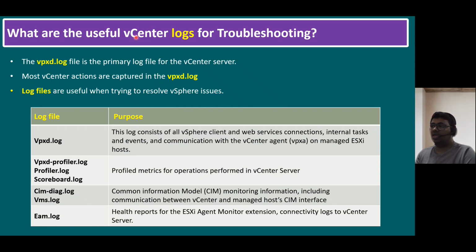So what are the useful vCenter logs for troubleshooting? The main key point is that the vpxd log file is the primary log for the vCenter server. Most vCenter actions are captured in the vpxd log, and log files are useful when trying to resolve vSphere issues.